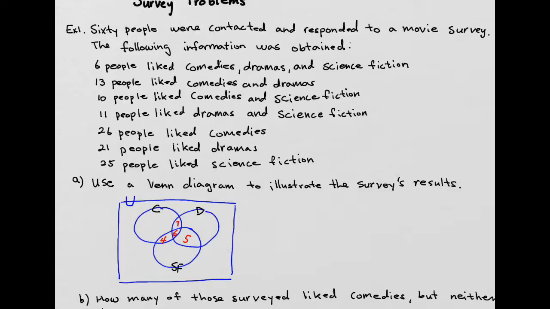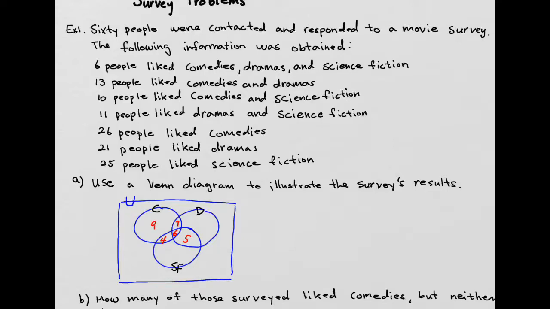And now we're going to find these 3 areas. So the next information, I have 26 people who like comedy, right? This is the comedy circle, so this has to be 26. But I already used 4, 6, and 7, which are part of the comedy. So you subtract 17, since 4 plus 6 is 10, plus 7 is 17, from 26. You get 9.